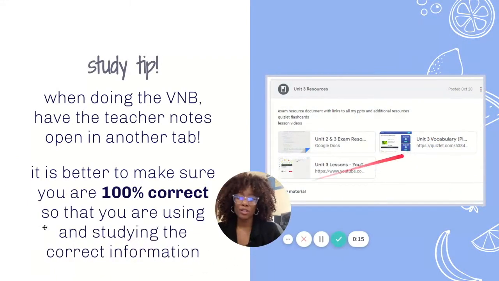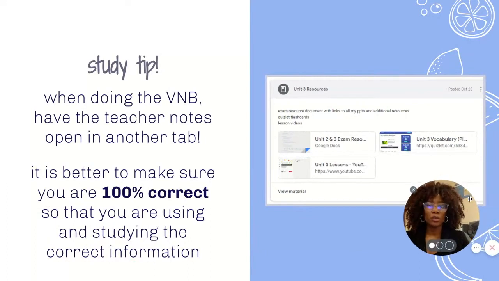So when doing the virtual notebooks, have the teacher notes open in another tab. It is better to make sure that you are 100% correct so that you are using and studying the correct information. So for this lesson today, whenever you're doing that virtual notebook, I want you to open up my PowerPoint in another tab. Underneath Unit 3 resources, on this document right here is a bunch of links, including all of my PowerPoint links.